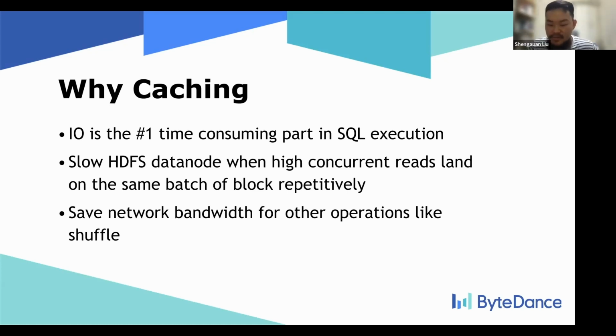The third reason is that Presto is a distributed cluster, and its computation also needs network bandwidth. For example, shuffling needs network transmissions among workers. So caching can save network bandwidth for other operations. These are the reasons why we need a cache.